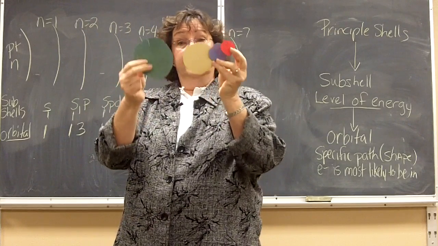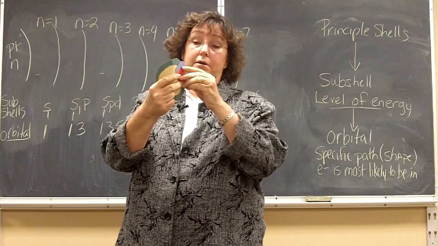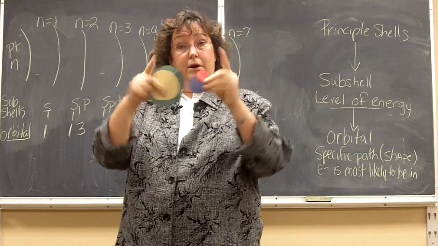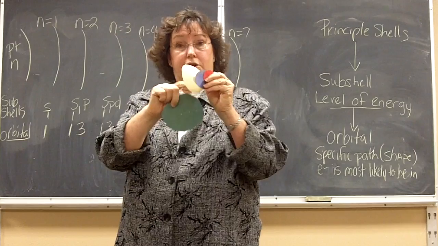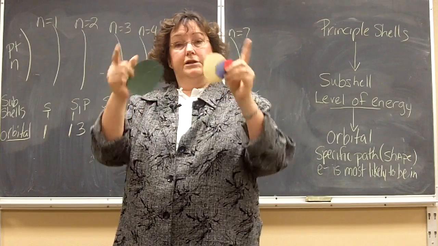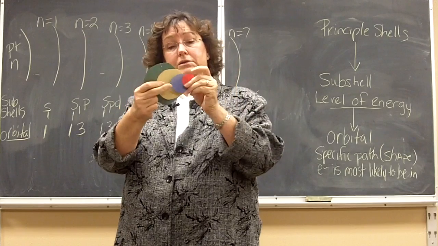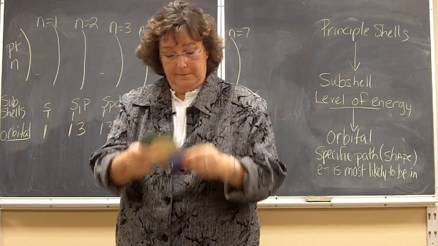The difference is in the size, because if this is the nucleus sitting here, to get to that second shell, it has to be bigger, it has to cover more space. To get to that third shell, same thing. It has to be bigger and cover more space. So as these subshells get further from the nucleus, they have to be bigger.